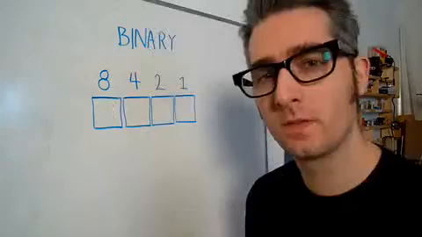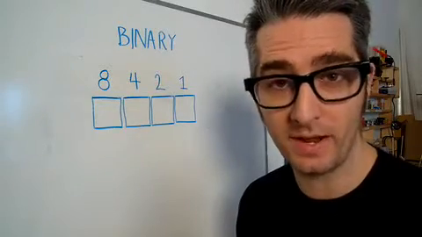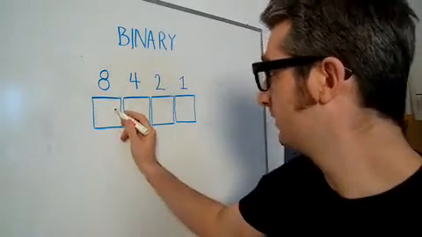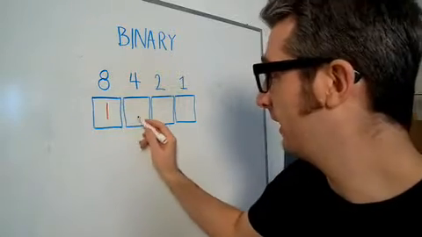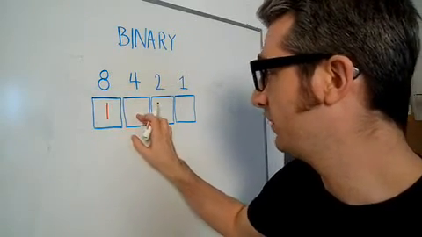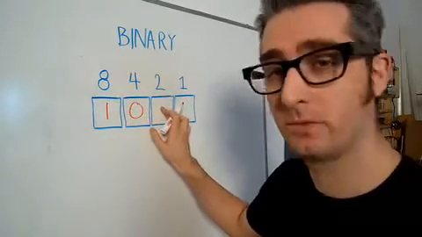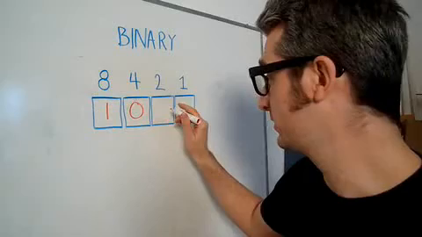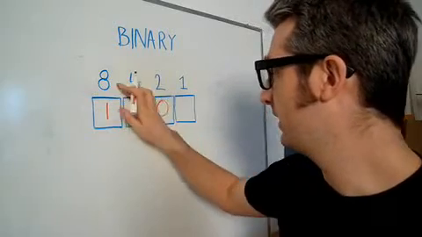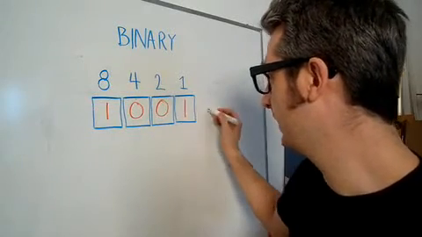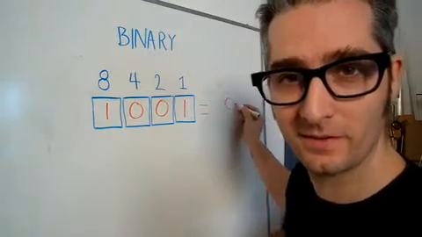Pretty easy, right? So let's say I want to represent the number 9 in binary. I'd need 1 eight, and if I put a 1 there, it would make 12. That's too much, so I'll put a 0. If I put a 1 there, it would be 10, and that's too much, so I'll put a 0. And 8 plus 1 is 9, so I need to put a 1 there, and that equals 9.